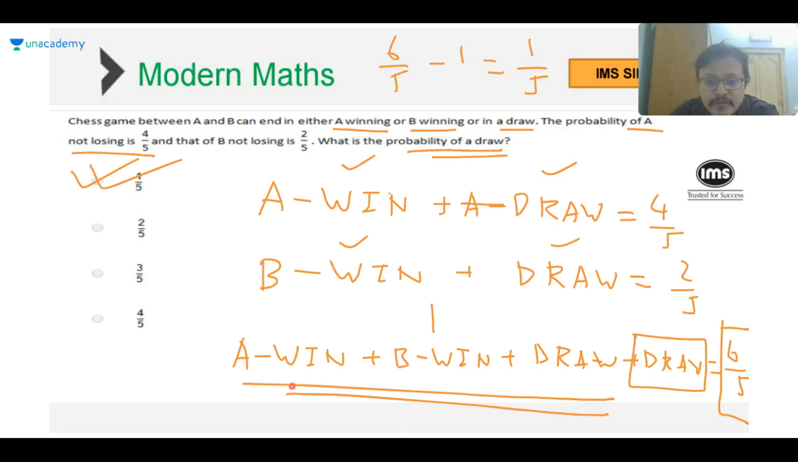1 is the probability of all three happening. So that is 100%. There are three results possible, right? A winning, B winning, and draw. That is your entire possibilities. So that is 100%. Correct? Whereas this is 80%, this is 40%, which means it's exceeding by 20%.